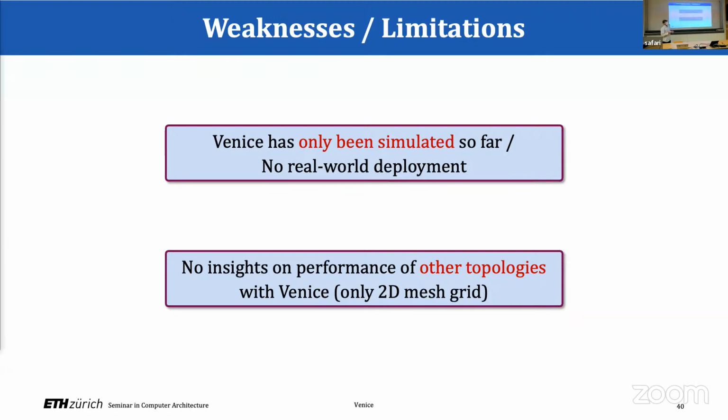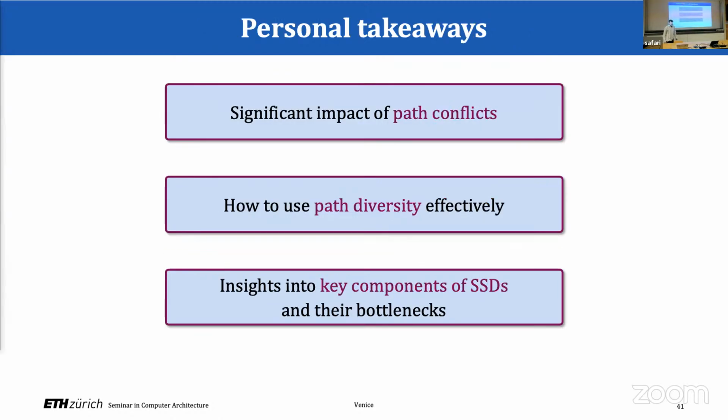Basically, it was stated in the paper that Venice can work on other topologies, so it will certainly be interesting to see how well it does on other topologies, not only the 2D mesh grid, and also maybe some other testing on different metrics with different amounts of flash chips or different amounts of flash controllers, which will certainly be interesting to see for performance, although it has a lot of tests already in the paper. So let's look at some personal takeaways.